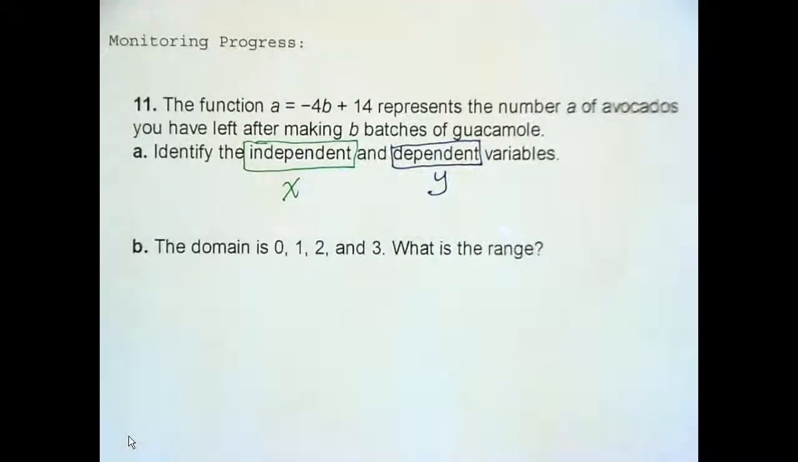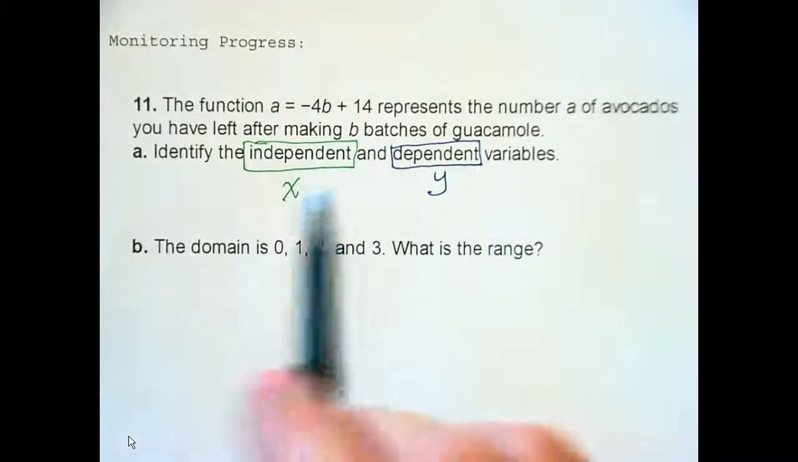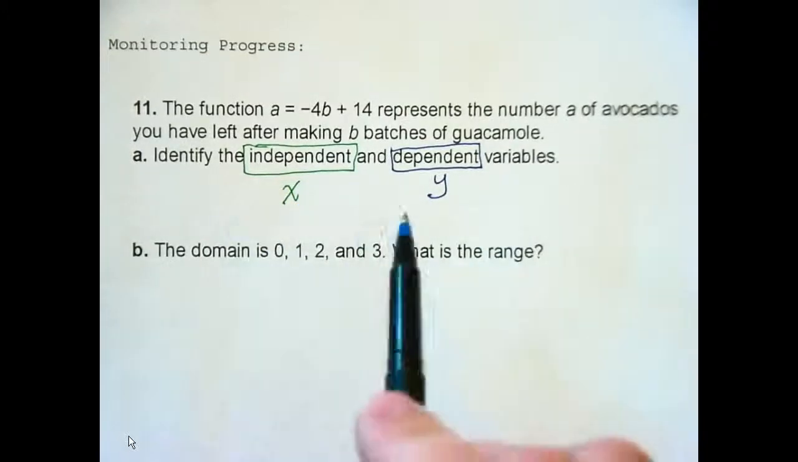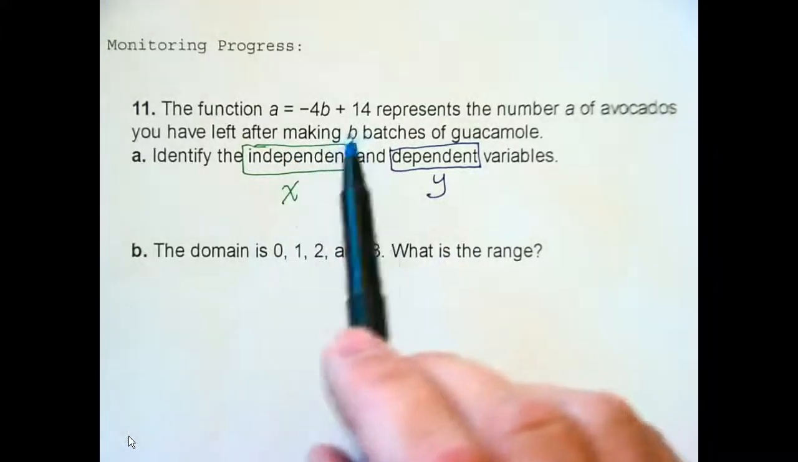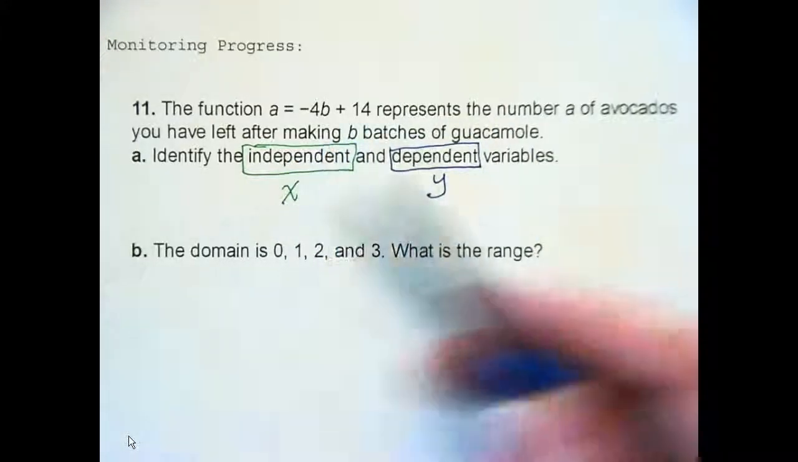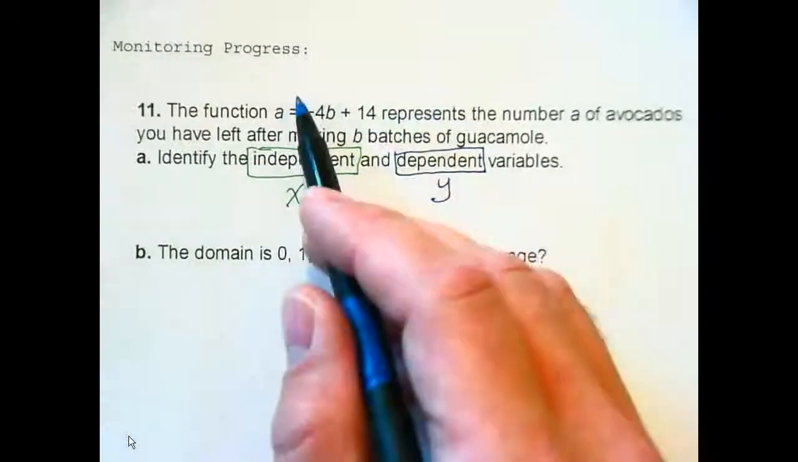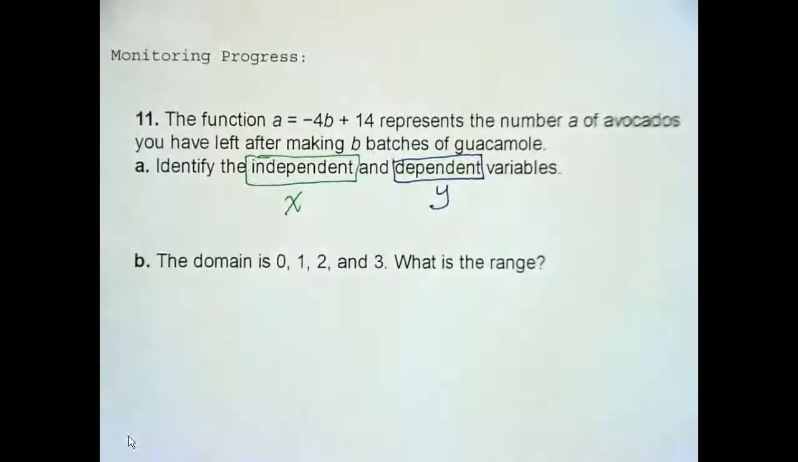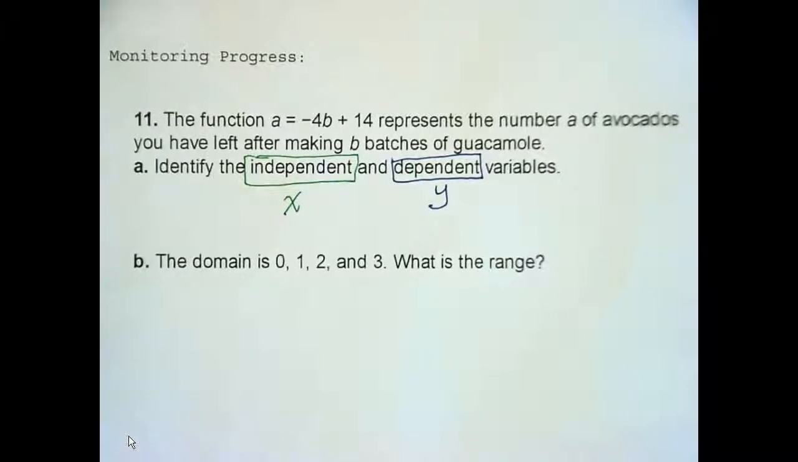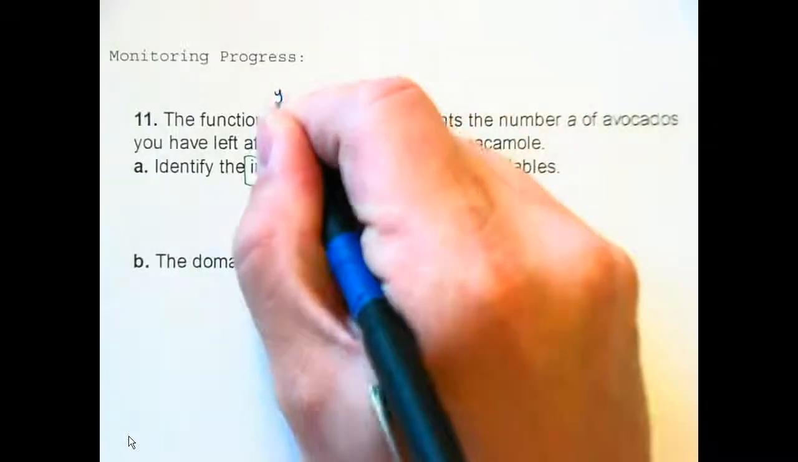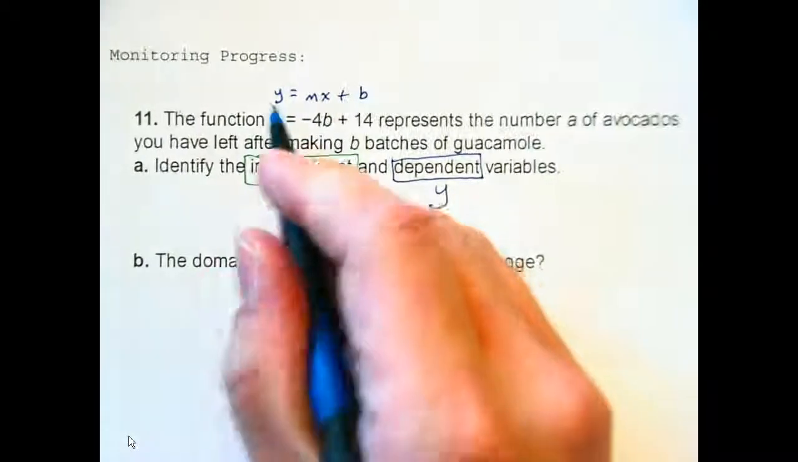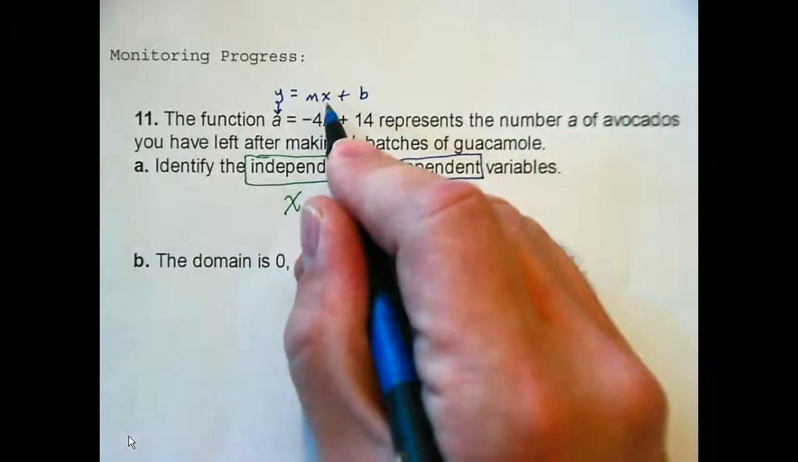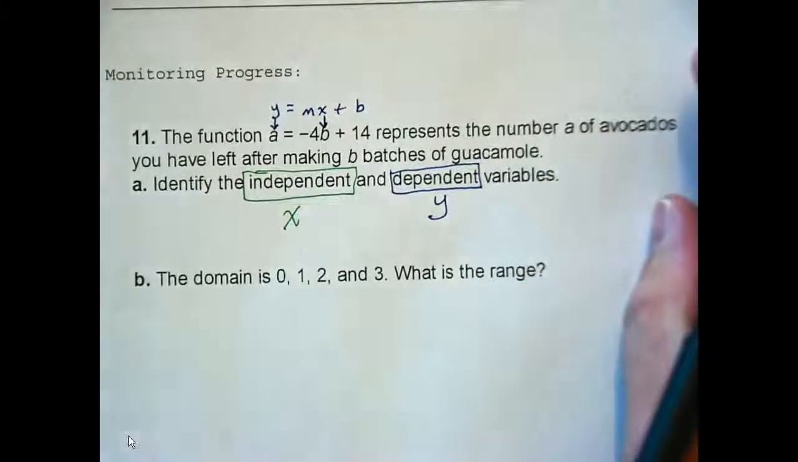Identify the independent and dependent variables. So tell your neighbor. I don't want the answer to be just X and Y. The independent is X, the dependent is Y. Well, which one depends on what? In this equation, where would the Y usually go? If you're dealing with a linear equation, it'd be y equals mx plus b. Y would replace a. If you're thinking through it, start thinking about what depends on what.